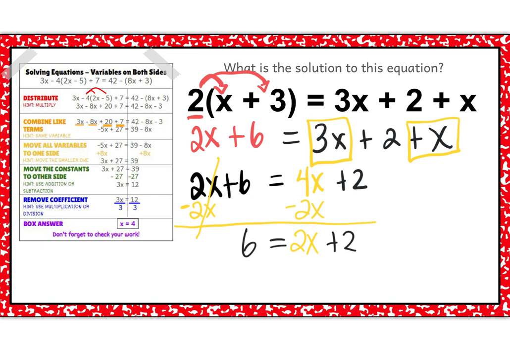So now I want to move constants to the other side. So the 2 is a constant, and I want to move this to the 6 side. So positive 2 means minus 2 on both sides. So I'm left with 2 minus 2, which is 0, and 6 minus 2, which is 4.